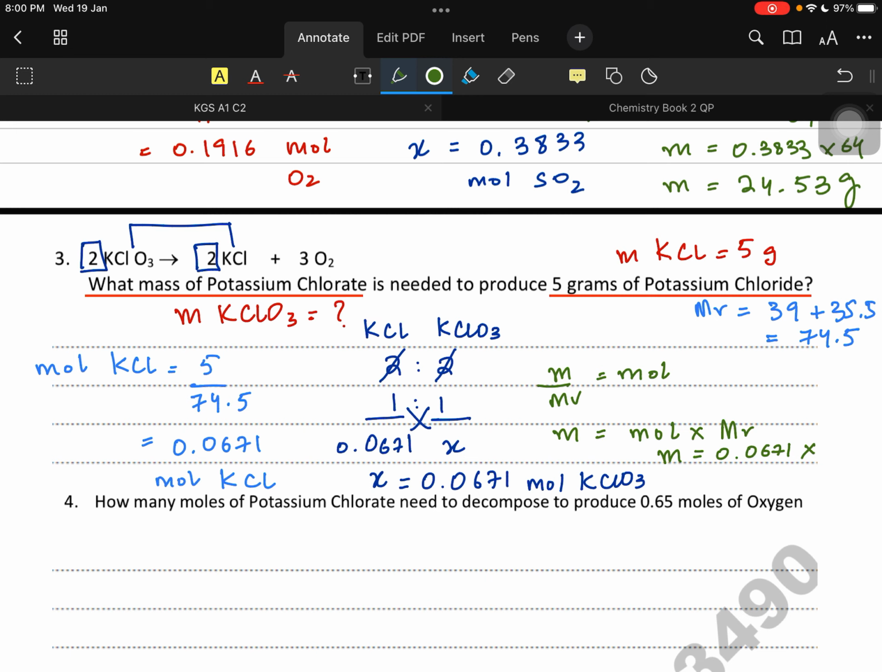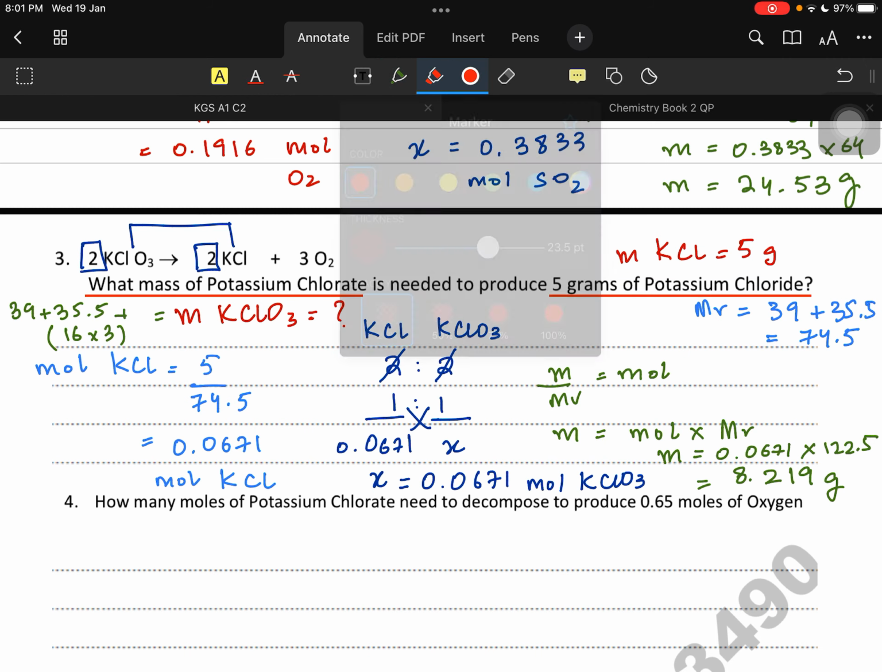Now what is the Mr of KClO3? The Mr should be equal to potassium, which is 39, chlorine, which is 35.5, and 3 oxygens, which are 16 times 3. So the molecular mass should be equal to 39 plus 35.5 plus 3 times 16, which totals 122.5. So 122.5 is the Mr. When we multiply this value by the moles, 0.0671 times the Mr, we get 8.219 grams.